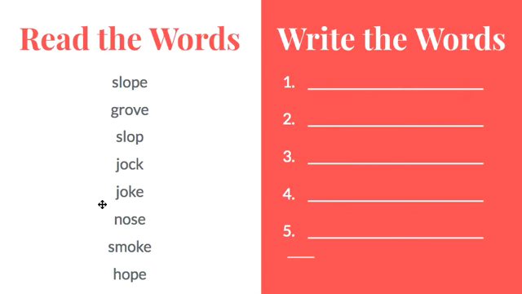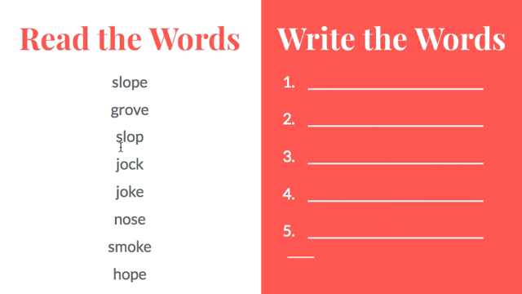Welcome back. Are you ready to read the words with me? Pay careful attention to the spelling to see if it has the vowel consonant E pattern that says long O, not short O. Okay, let's read it together. Ready? Begin. Slope, grove, slop, jock, joke, nose, smoke, hope.